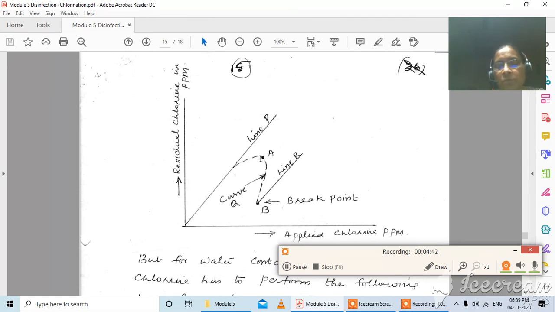So then from point A to point B, it is suddenly decreasing. Again remember, the chlorine dose we are gradually increasing, but there is a sudden decrease from point A to B at this particular dose.